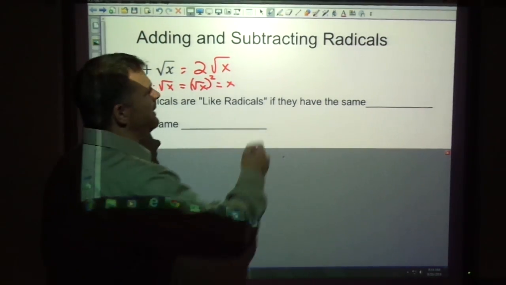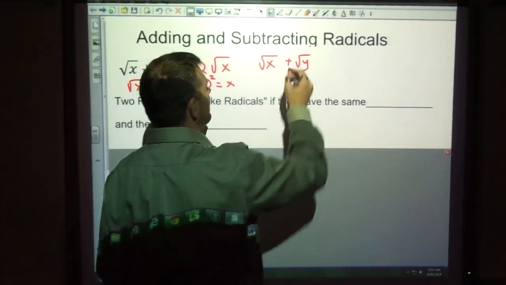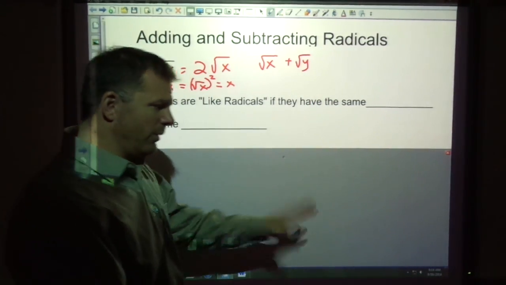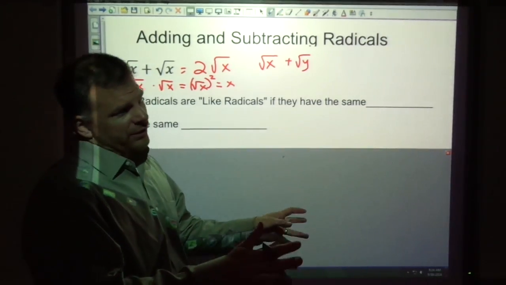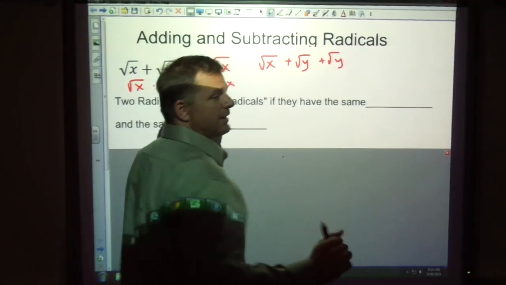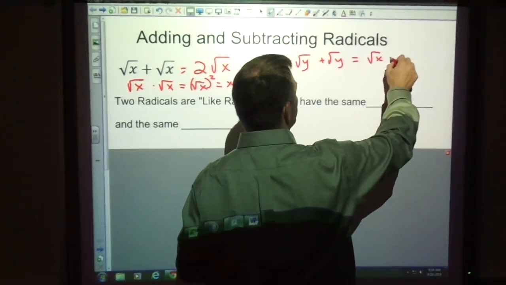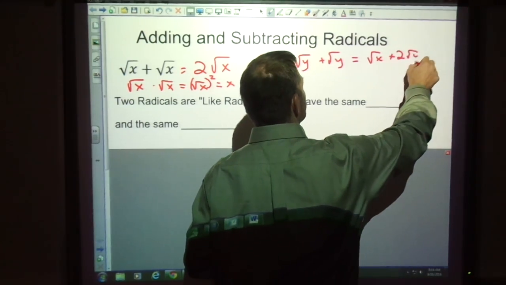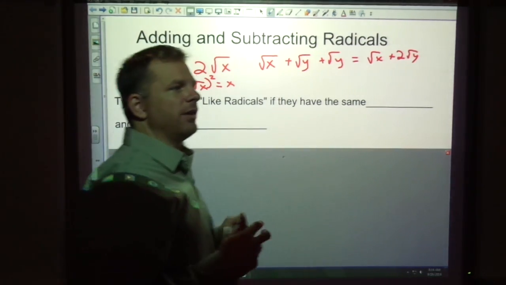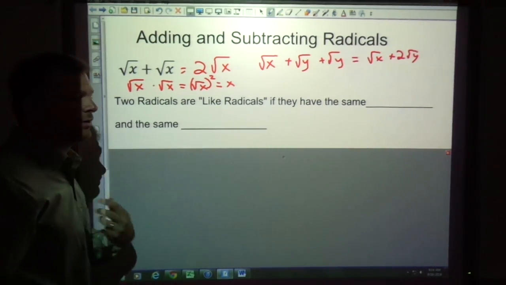It doesn't work the same, though, if I've got root x plus a root y. This tells me I have one of these and one of these. It's not two of any of the same thing. If I had another root y, then at least I've got two of the same thing, so I can say, well, now I've got one root x, then I've got 2 square roots of y. It's just counting up the ones that are the same, and this might start to sound like terms.